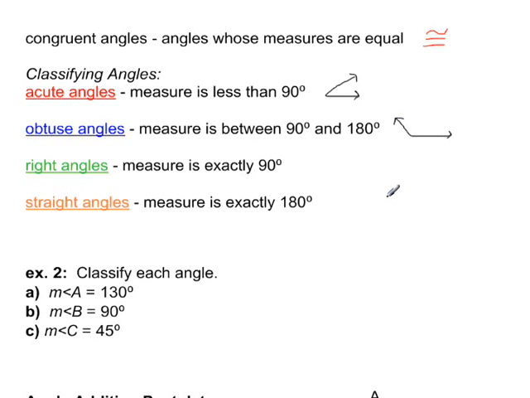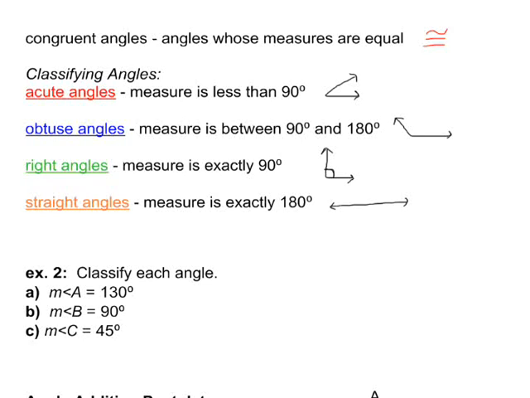A right angle's measure is exactly 90 degrees, so if you think about the corner of the page in a book or in your notebook, that would be a right angle. Right angles are usually indicated by a little box that lands on top. So this box tells me that this is a right angle. And then straight angles measure exactly 180 degrees. 180 degrees just looks like a straight line.